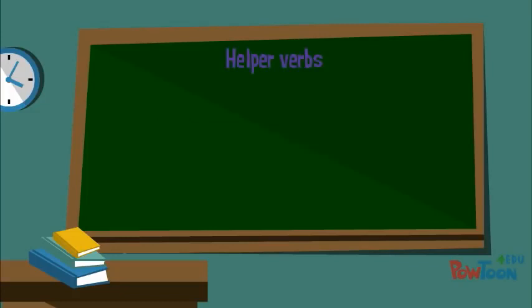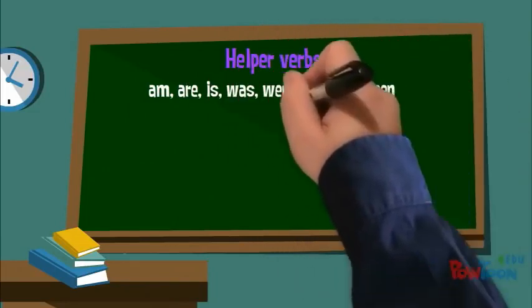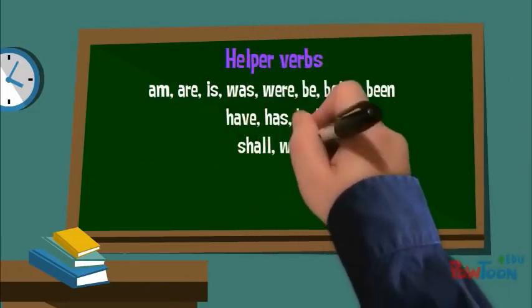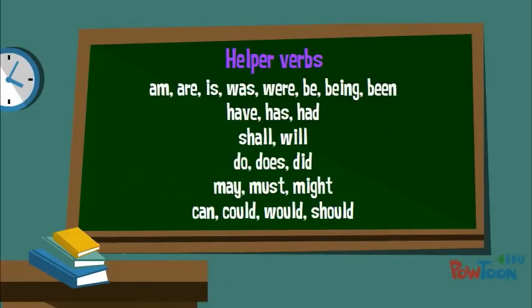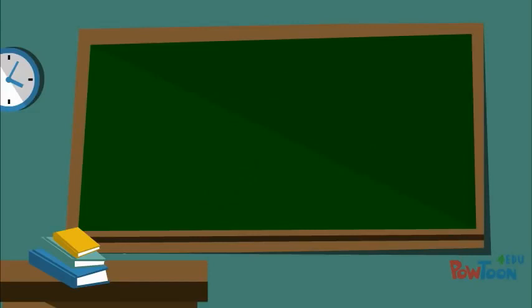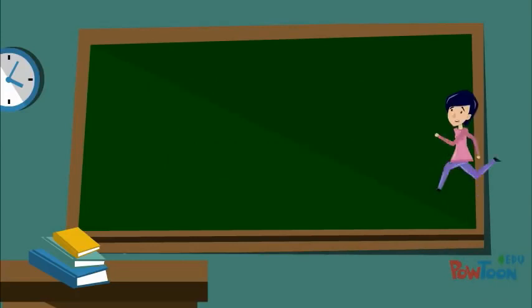The list of helper verbs is very similar to the list of linking verbs. Am, is, are, were, being, was, been, does, do, didn't. Once again, the list goes on. There can even be two or three helper verbs included in a sentence. Let's go through some examples.